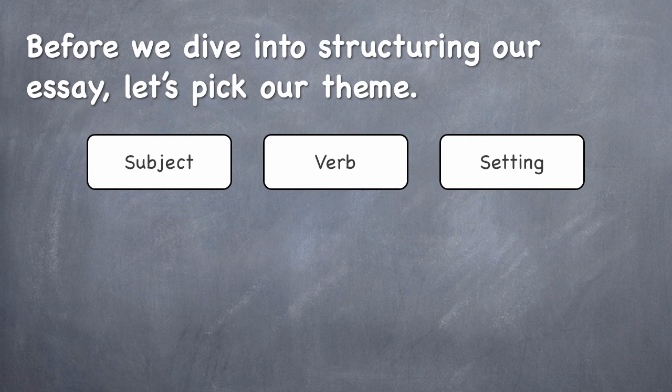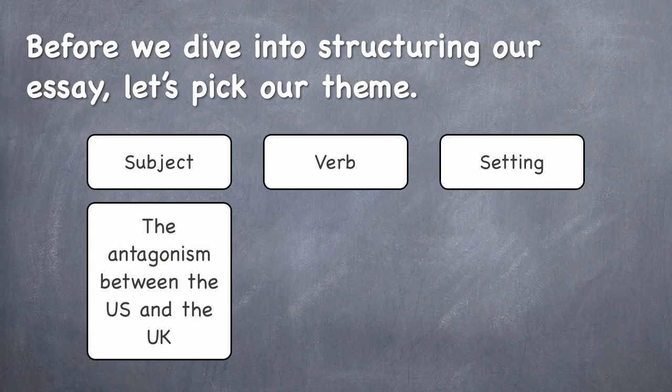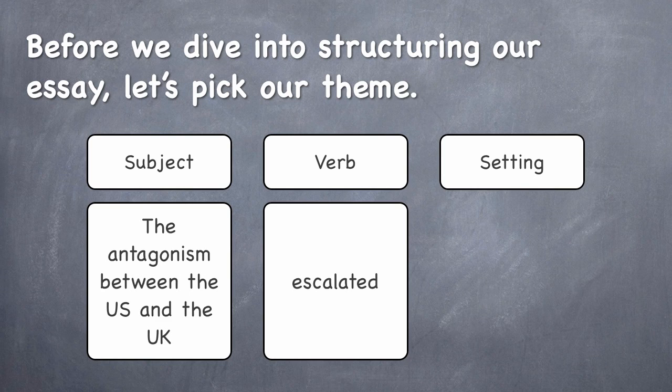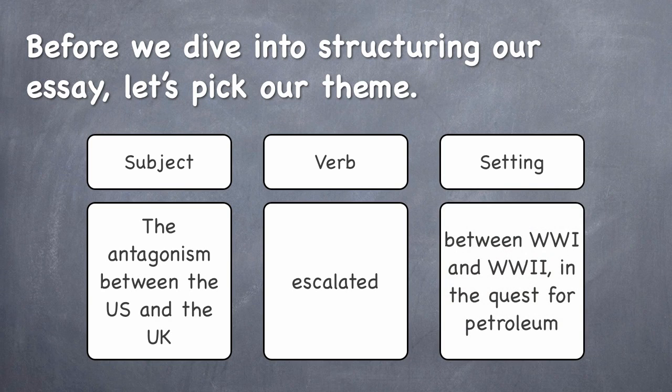So let's pick our subject, which will be the antagonism between the US and the UK. Let's pick our verb, which is going to be escalated, which means the antagonism between the US and the UK did what? It escalated between World War I and World War II, which is the setting. Now, why? In the quest for petroleum. That's the context, meaning the setting. The context is part of the setting.